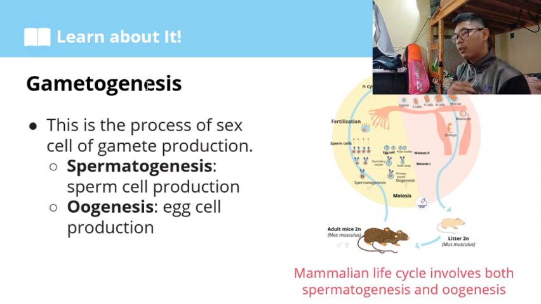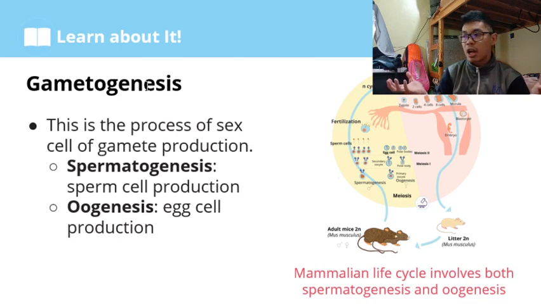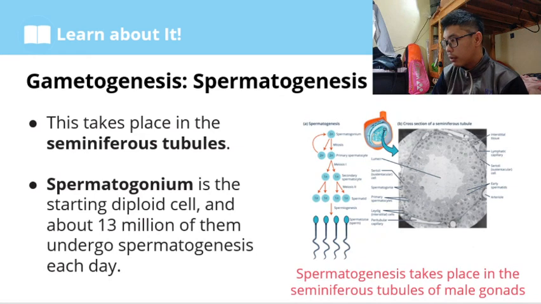However, to be specific, for males, since males make sperm, we call that spermatogenesis. For females, since they create eggs, and the egg in Latin is ovum or ova, that is what you call oogenesis, or the formation of your egg cell. So the general term is gametogenesis. To be specific, the production of sperm is spermatogenesis, and the production of egg is oogenesis.